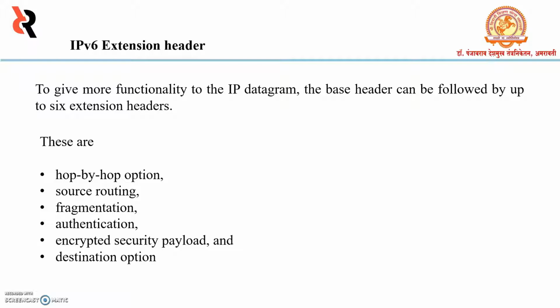There are a total of 6 extension headers. The base header is followed by all these 6 extension headers. These are hop by hop option, source routing, fragmentation, authentication, encrypted security payload, and destination option. Let us see them one by one in short.